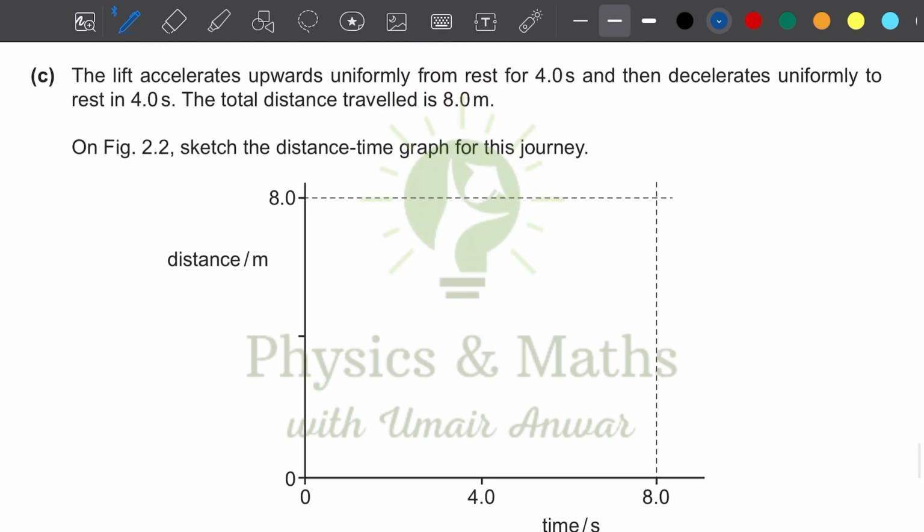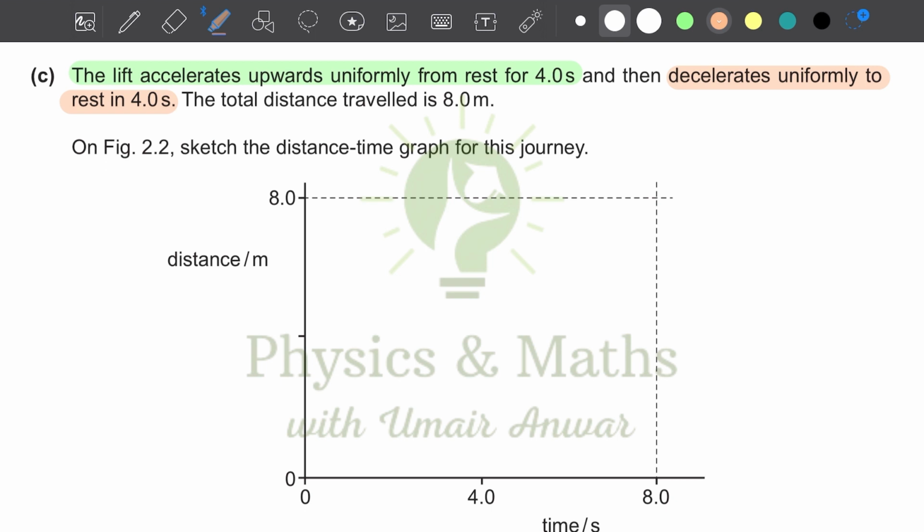The last part says the lift accelerates upwards uniformly from rest for 4.0 seconds, then decelerates uniformly to rest in 4 seconds. So we have two parts here. For the first 4 seconds, there is a uniform acceleration. And after 4 seconds, there is a deceleration till the lift comes to rest. The total distance traveled is 8 meters.